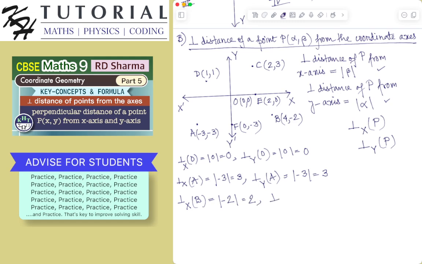The perpendicular distance of the point B from the y-axis will be the absolute value of its abscissa, which is mod of 4, which is equal to 4. Let's see the perpendicular distance of the point C from the x-axis. It will be the absolute value of its ordinate, which is mod of 3, which is equal to 3. The perpendicular distance of the point C from the y-axis will be the absolute value of the abscissa of C, which is absolute value of 2, which is equal to 2.